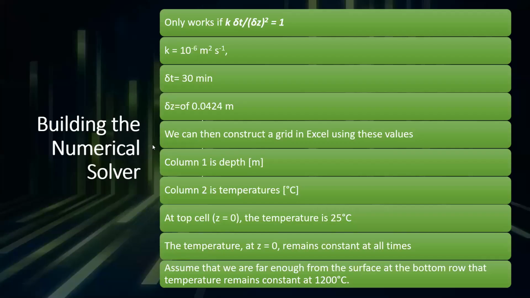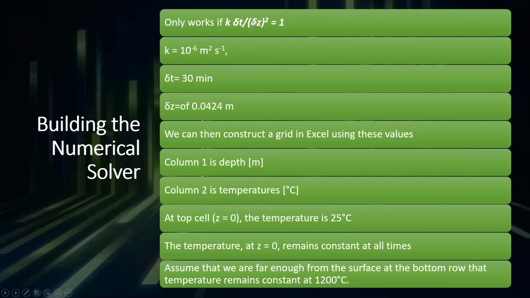Okay, so now how are we going to build a numerical solver? I tried to simplify it here, in steps of the assumptions and the different values. The most important part of this is the first part, which says that it only works if little k times delta t over delta z squared equals 1. If you don't have this condition met, you cannot use this model.